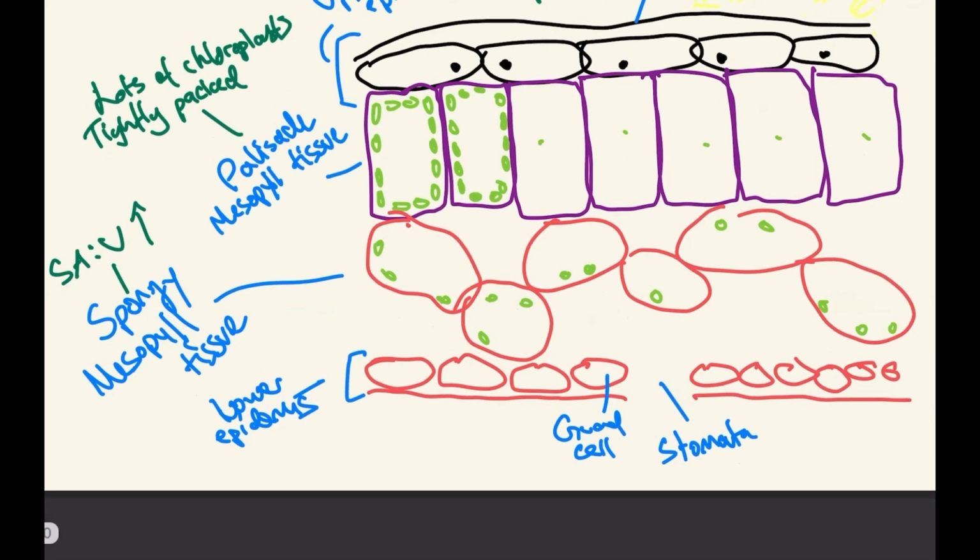So let's say gas spaces to create higher concentration gradients.